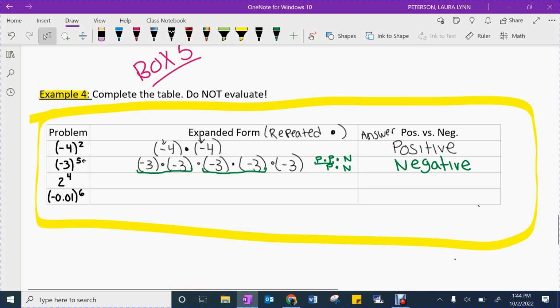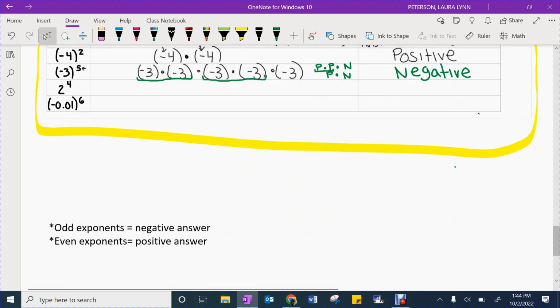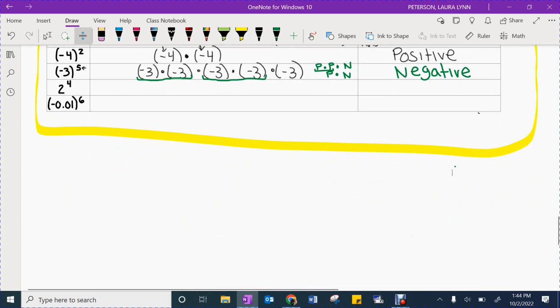Maybe you don't like that. Maybe you don't trust that without seeing the numbers. So let me just prove this to you. My first two numbers together, -3 times -3, came out to be a positive 9. That was my first letter P. My second set of groupings was again -3 times -3. When multiplying, two negatives make a positive, and 3 times 3 is 9. Again, another positive. Times what was left over, -3.